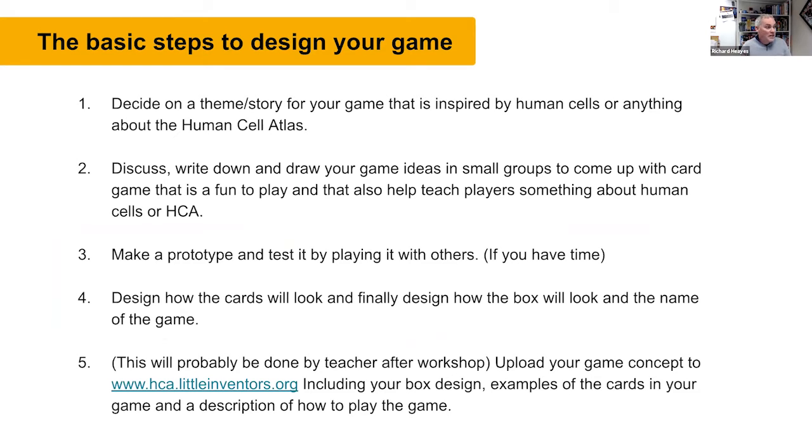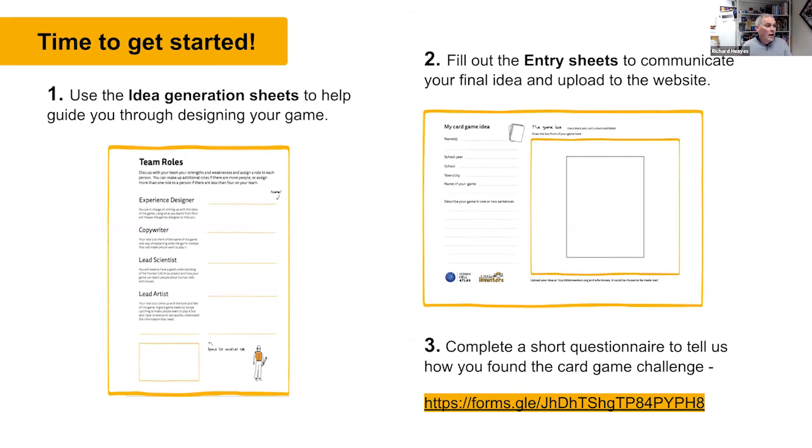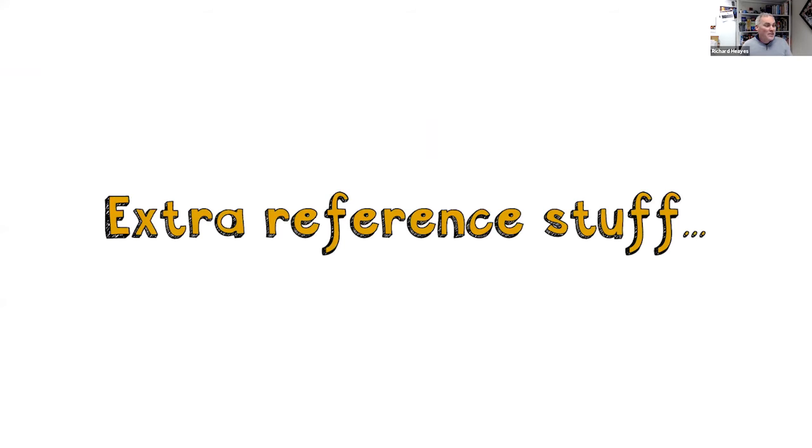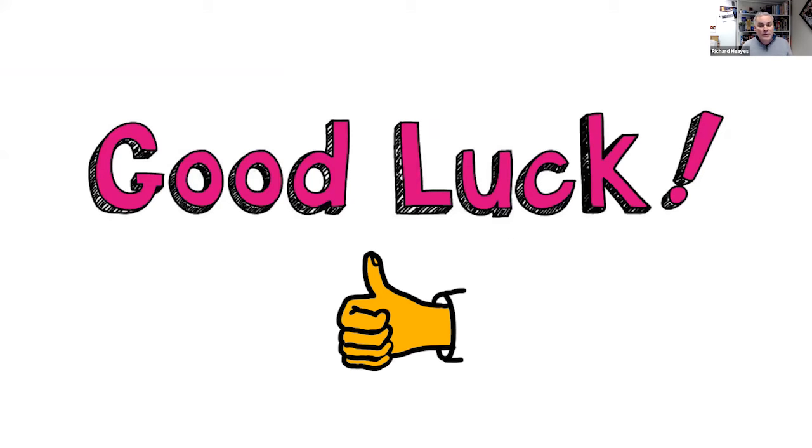And here we talk about the basic steps of game design. This is part of the video as well. If you look at the video and then read this, that will go together really nicely. So really clear steps. And then we get into some of the sheets that Ellie talked to you about. Good luck. And then we've got the extra reference material, which Ellie took you through as well. So there's a lot of information there.